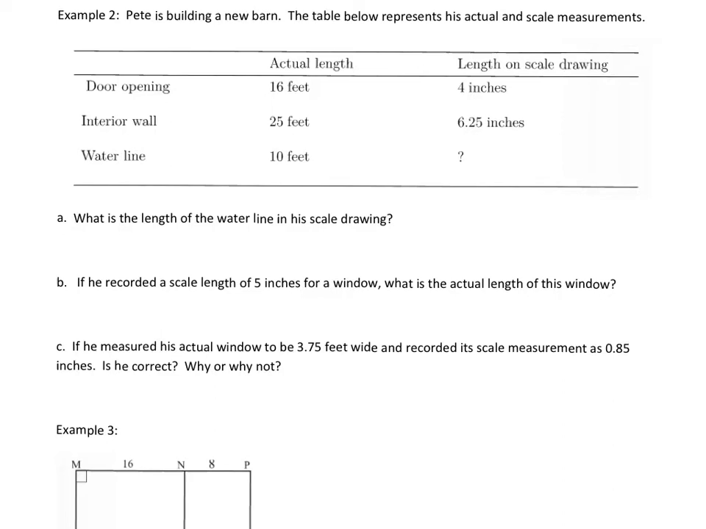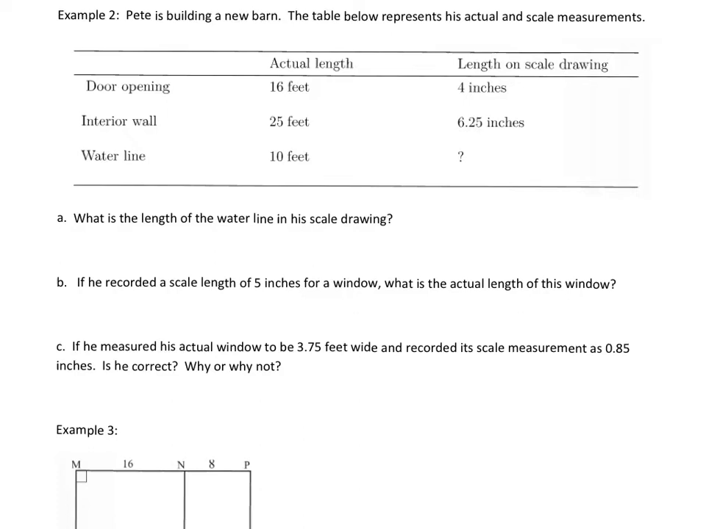So example number 2, Pete is building a new barn, and the table below represents his actual and his scale measurements. So this is to say that his actual length of the door opening, the wall, the water line are all in feet, but then he's doing a scale drawing, like on a piece of graph paper, and he wants everything to be to scale to see how much other room he has. So he does that in inches. So we're going to be using proportions to figure out how things need to be shrunk down.